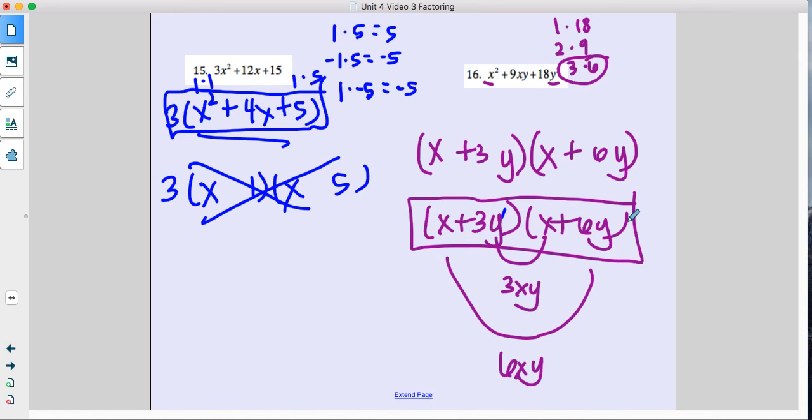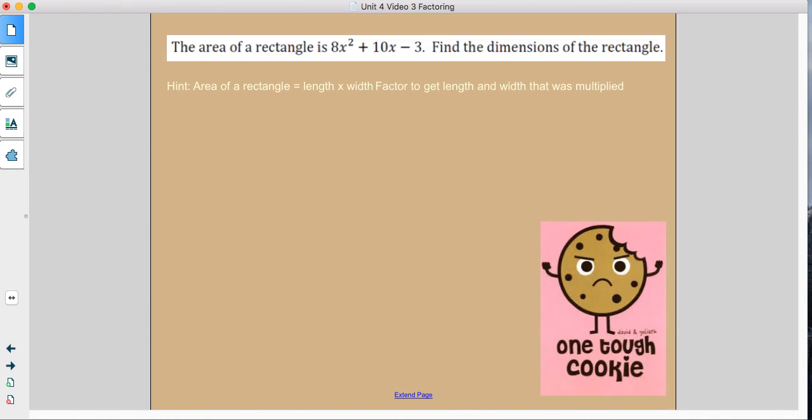Okay, there's our basic factoring. Now we're going to go ahead and look at an example, kind of a geometry example. We have the area of a rectangle, and it says find the dimensions of the rectangle, okay? Hint: the area of a rectangle is length times width. It says factor to get the length and width that were multiplied. So the area of a rectangle is length times width, and we're trying to figure those out.